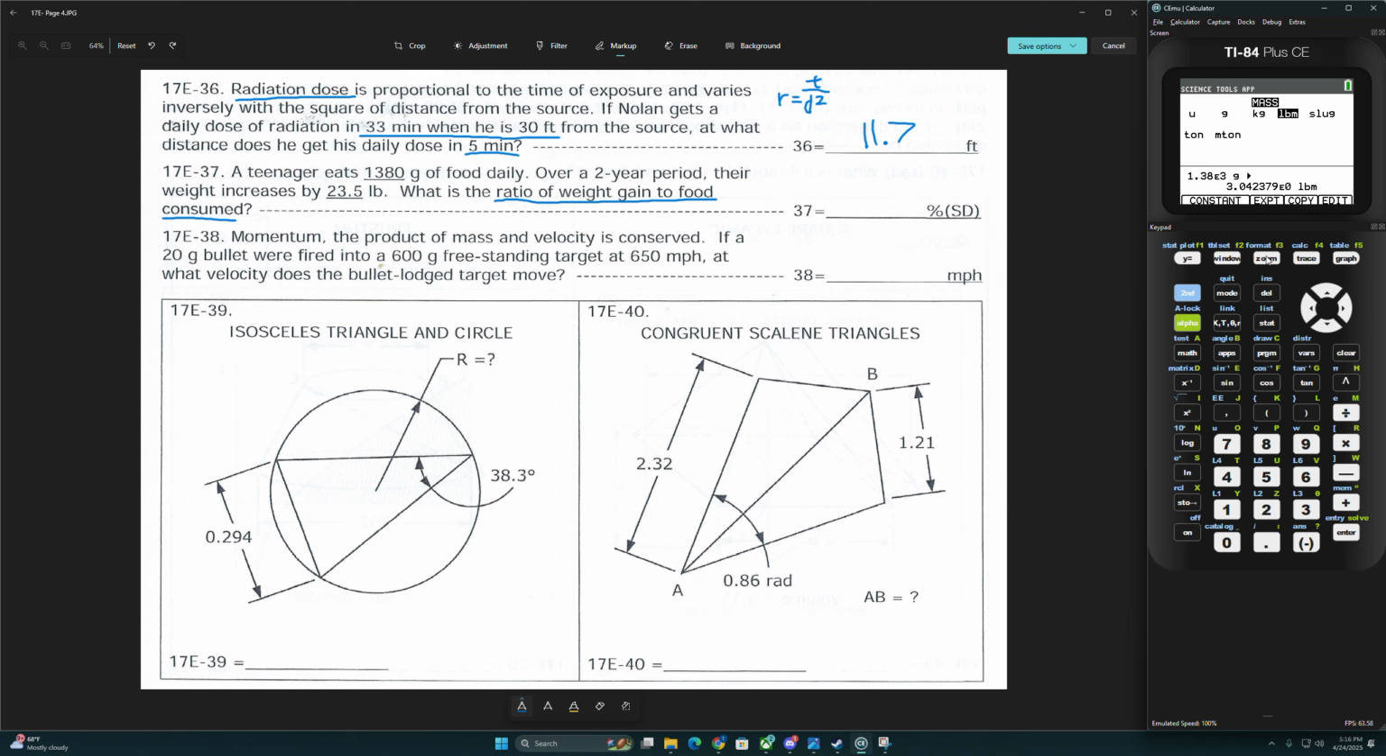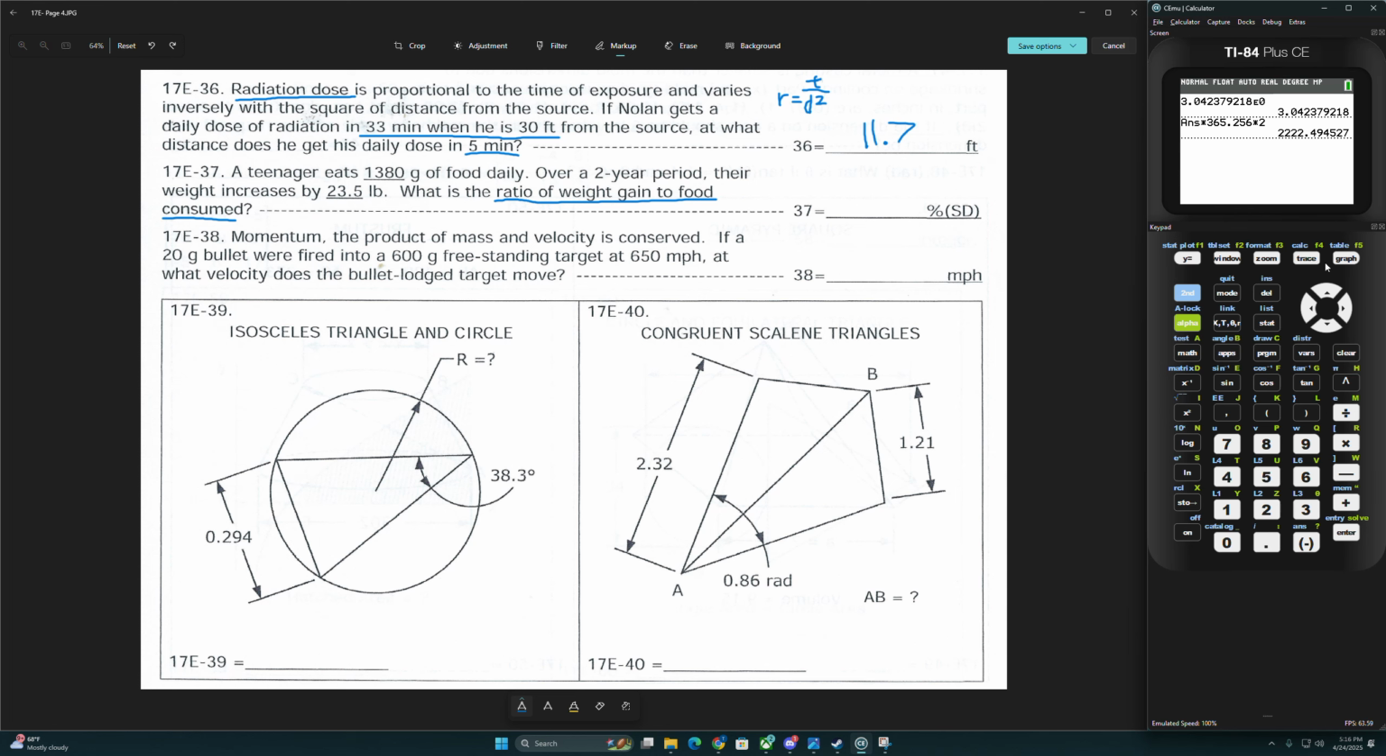So using the scientific calculator, I converted it. A teenager eats 0.256 pounds of food daily. That's kind of crazy. All right, and it says a 2-year period, so I'm just going to multiply it by 365. I kind of messed up there. I will put 0.256 and double it. I think that's the best way to do it, but we'll see.